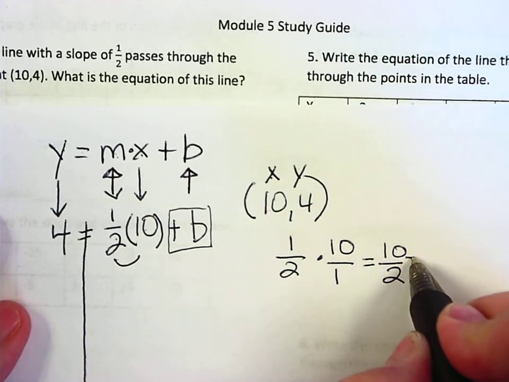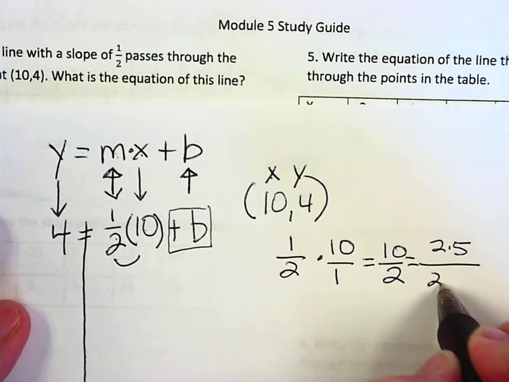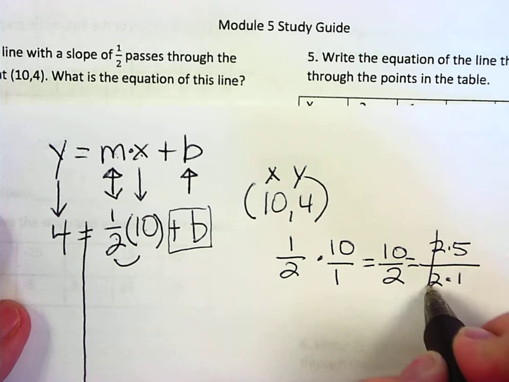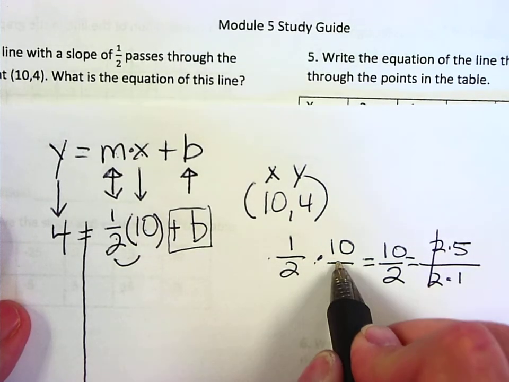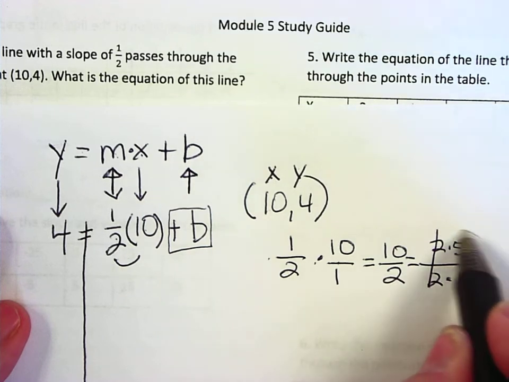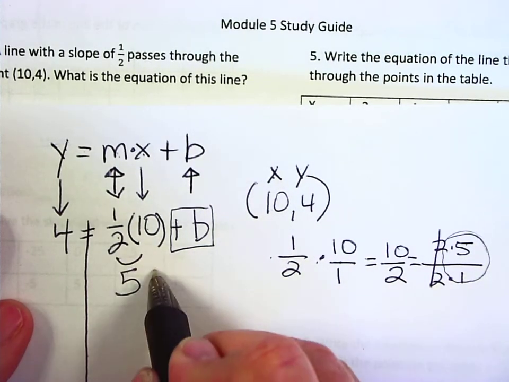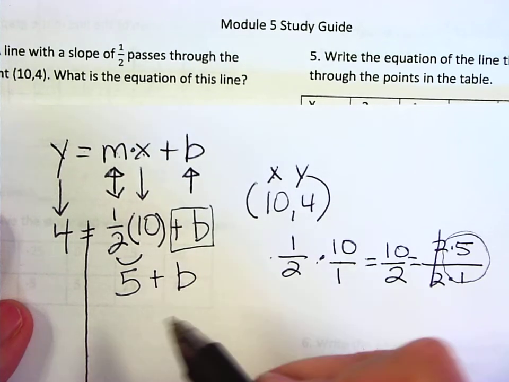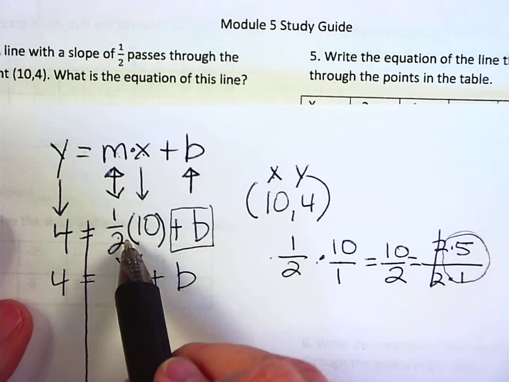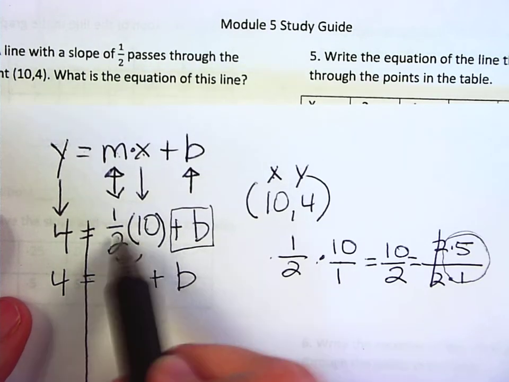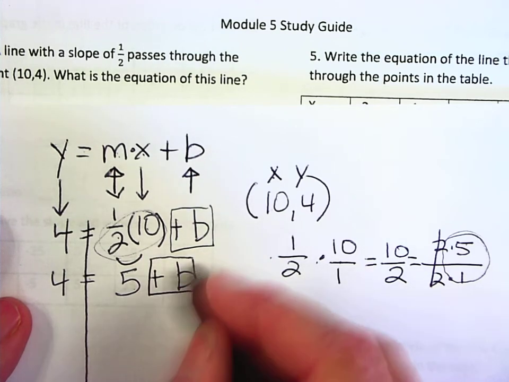Well, 10 can be factored as 2 times 5, and 2 can be factored as 2 times 1. And if you cancel out those 2's, you're left with 5 over 1. So half of 10 is 5. So this right here equals 5 plus b. And then over here I still have my 4. So this 5 replaced my m times my x. I just simplified it. Now if I want to get b alone, I have to get rid of this 5.